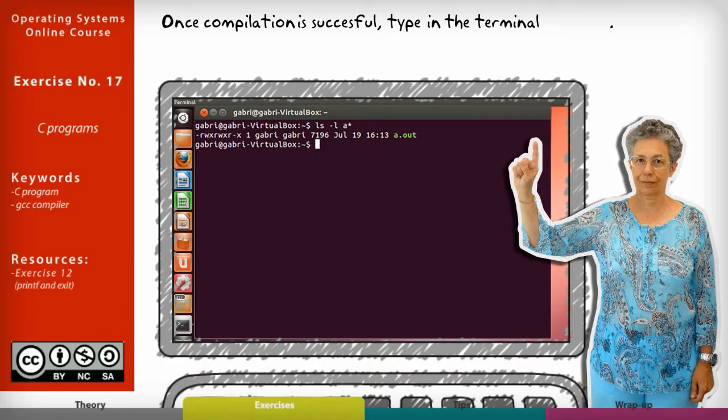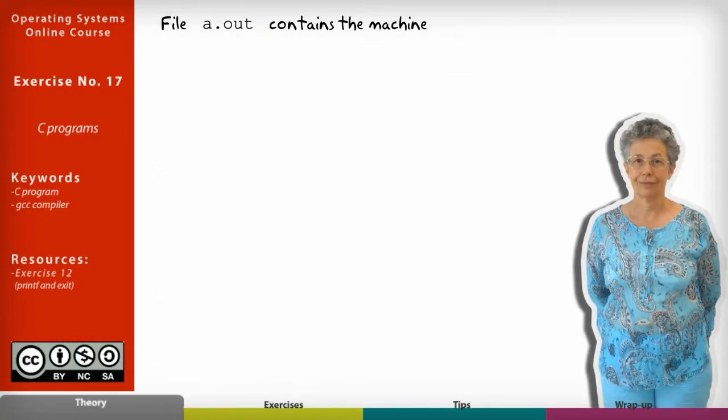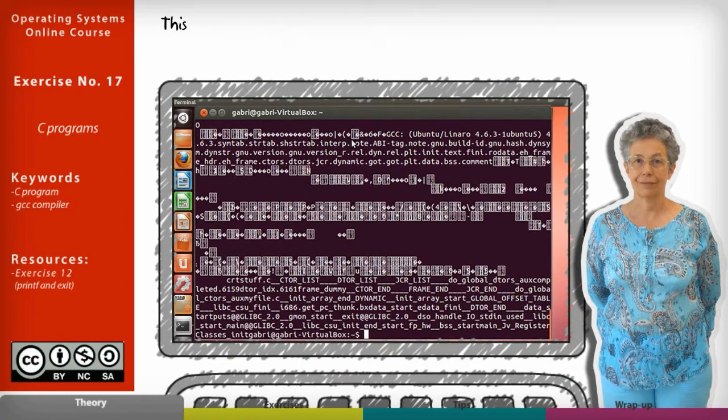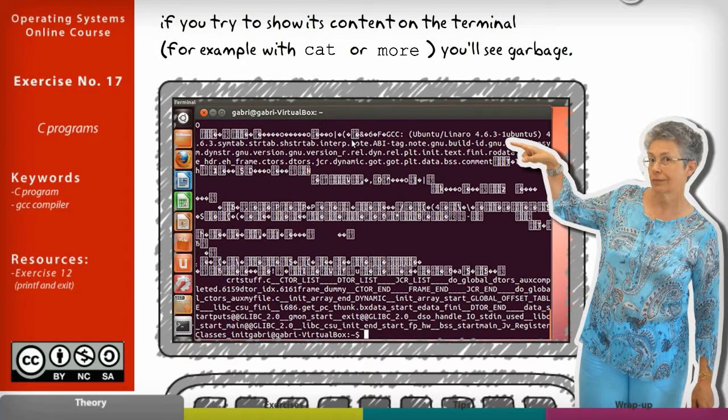Once compilation is successful, type in the terminal ls -l. You will find a new file called a.out, which has execute permissions. File a.out contains the machine code prepared by the C compiler as translation of your C program. This machine code is in binary form. That is, if you try to show its content on the terminal, for example with cat or more, you will see garbage.